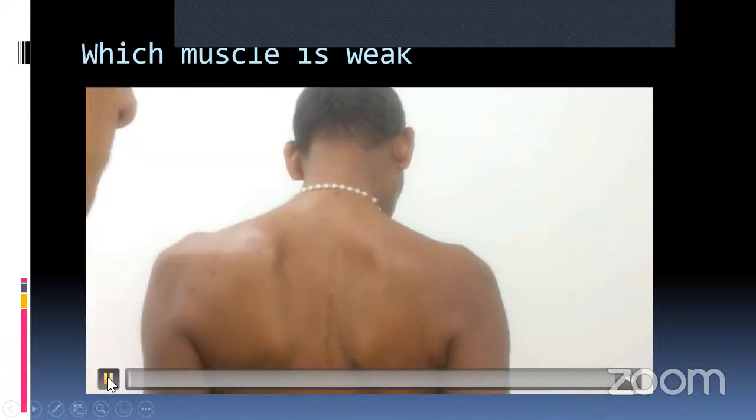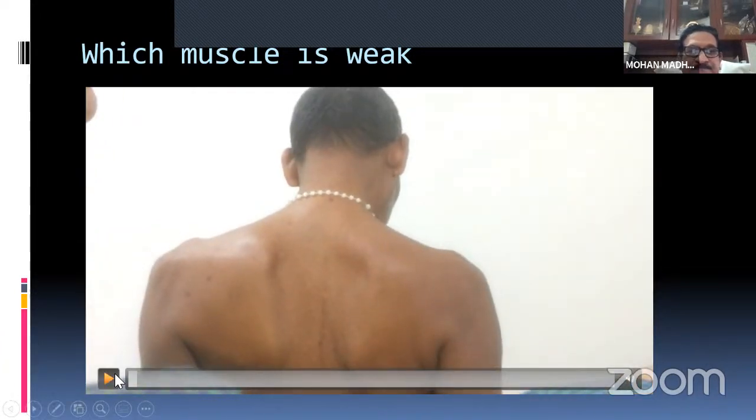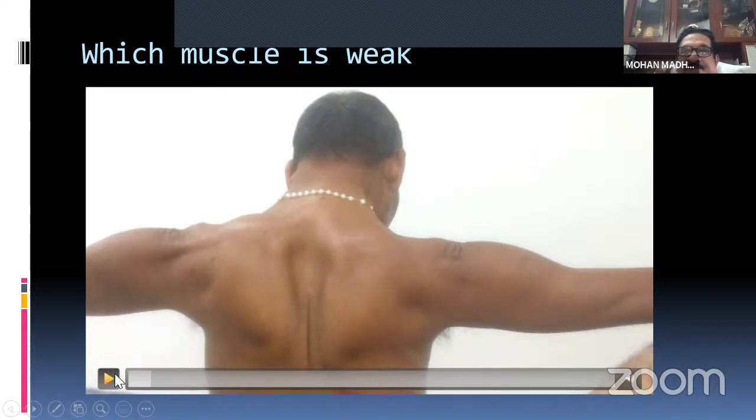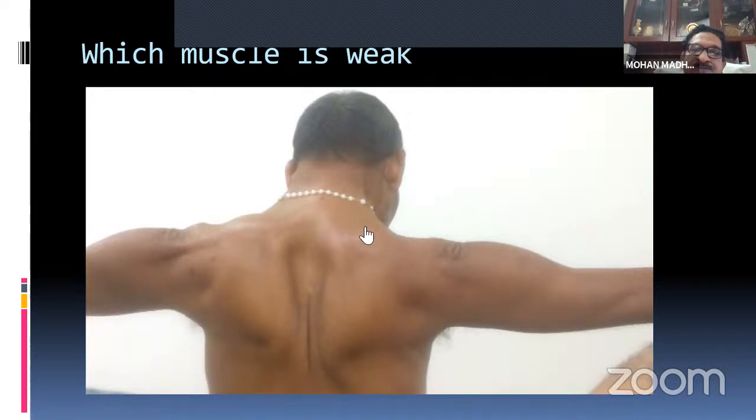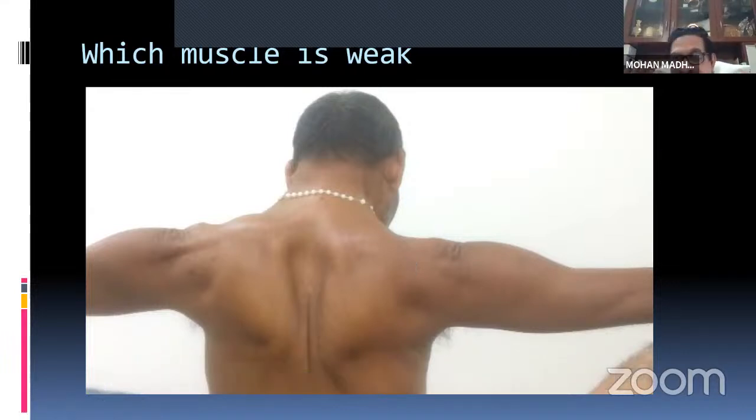I'll stop, and then you're not taking the trapezius weakness. See, this is a trapezius weakness. In trapezius weakness, if it is weak, the upper border should go out. That is because the upper fibers of the trapezius are inserted here. That is what you expect in trapezius weakness. The scapula moves outward, as you see in the scapular hump and axillary fold, because the scapula is moving forward.